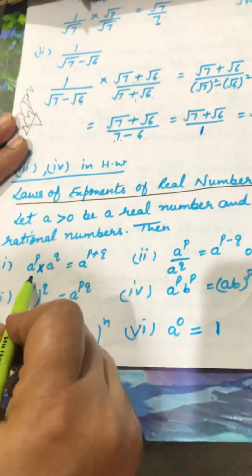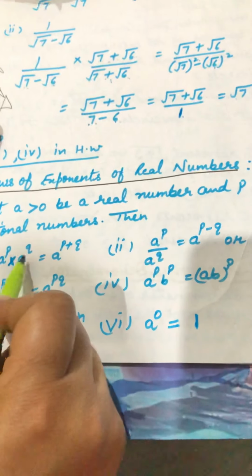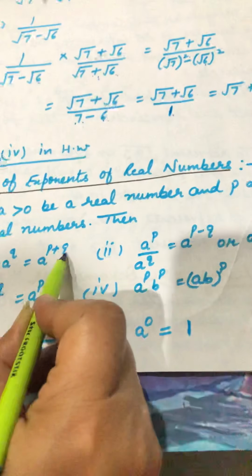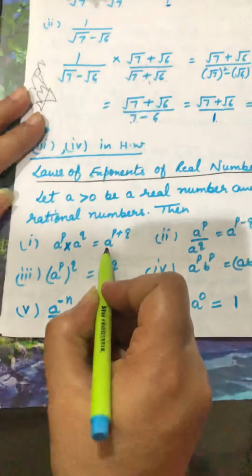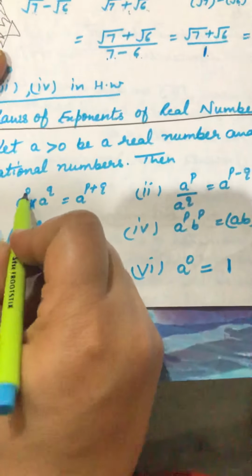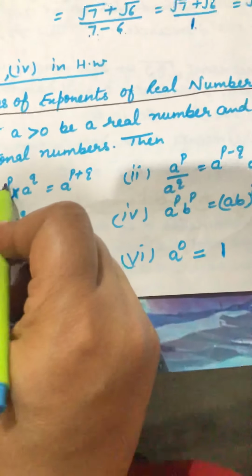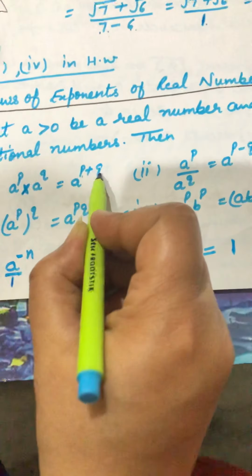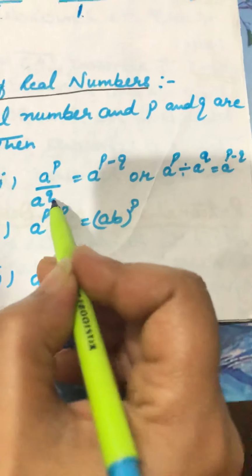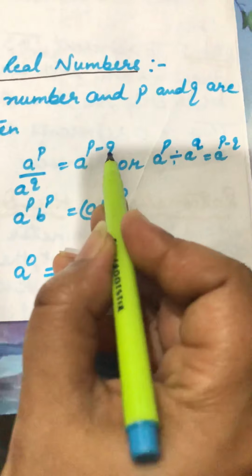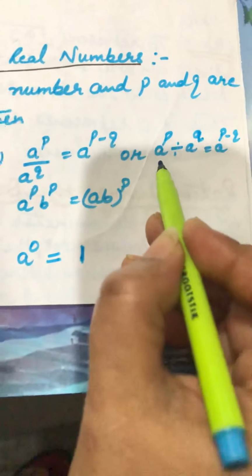So then the first law is a raised to power p into a raised to power q gives us a raised to power p plus q. The same law will be used. Only the difference is, earlier p and q were natural numbers, but here p and q are rational numbers. Second is a raised to power p divided by a raised to power q gives us a raised to power p minus q, or it can be written in this way also.